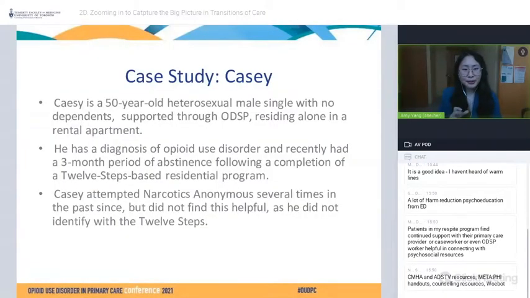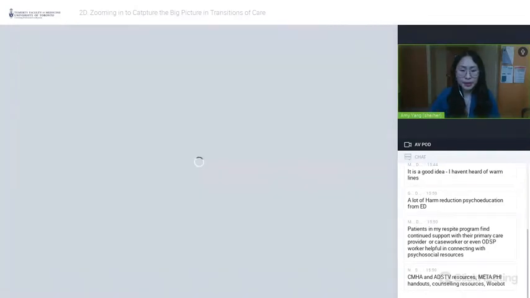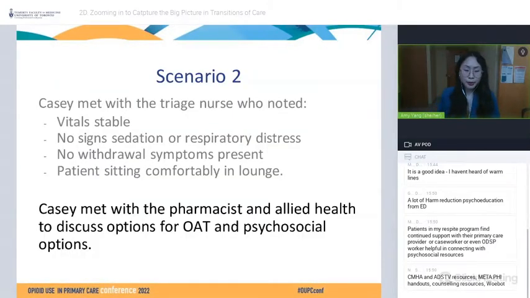So we want to now look at a different scenario for Casey, where he does have an opportunity to liaise with a pharmacist and allied health for a little bit more in-depth discussion. As a reminder, Casey is a 50-year-old male who is single with no dependents, is supported through the Ontario Disability Support Program, and has a diagnosis of OUD. He's had a period of 3 months abstinence following the completion of a residential program, tried Narcotics Anonymous but didn't agree with the 12 steps, and is on a wait list for a residential program and for case management services.